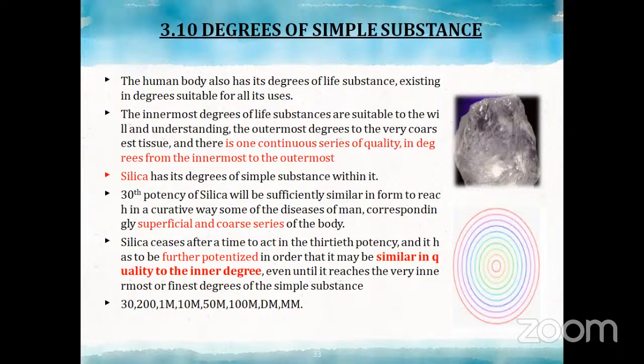So, in the inner core, after you give the 30 potency, it is not acting. You can go to the higher levels, 200, then 1M, like that. So from the outer to the inner, as well as from the inner to outer, the qualities and the degrees of fineness are different. Each simple substance has degrees in different ways, and we have to give the suitable medicines as per such degrees of the simple substance.